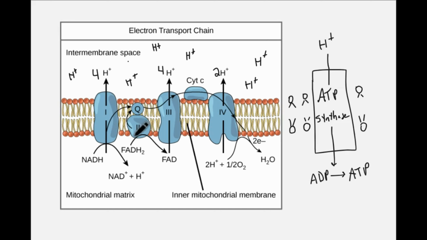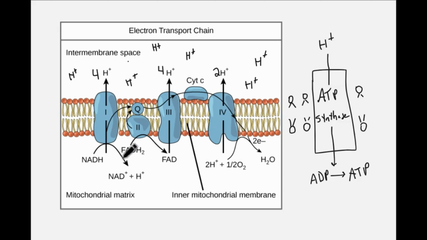And then next we have complex 2 here. Now complex 2 does not have the ability to shuttle protons across into the intermembrane space. And when we look at the structure of these different complexes, it kind of makes sense why. As we can see, complex 1, 3, and 4 are all shuttling protons into the intermembrane space, and it makes sense because they span the entire membrane.